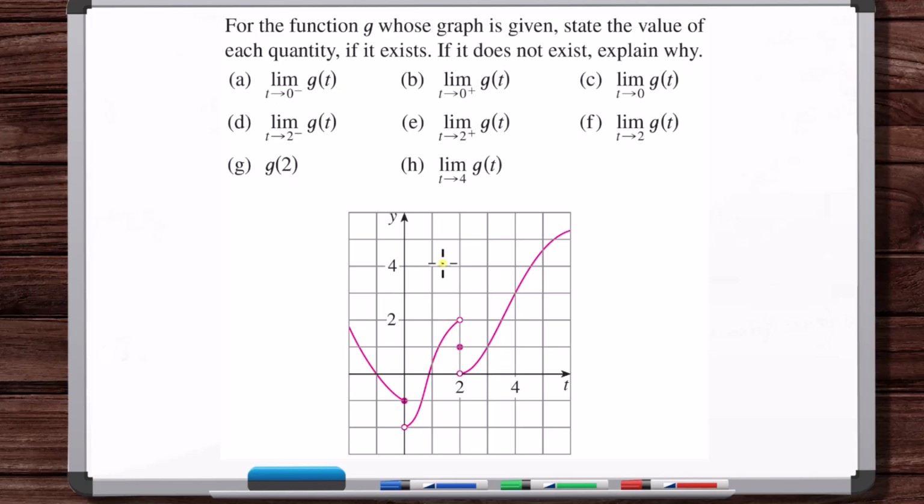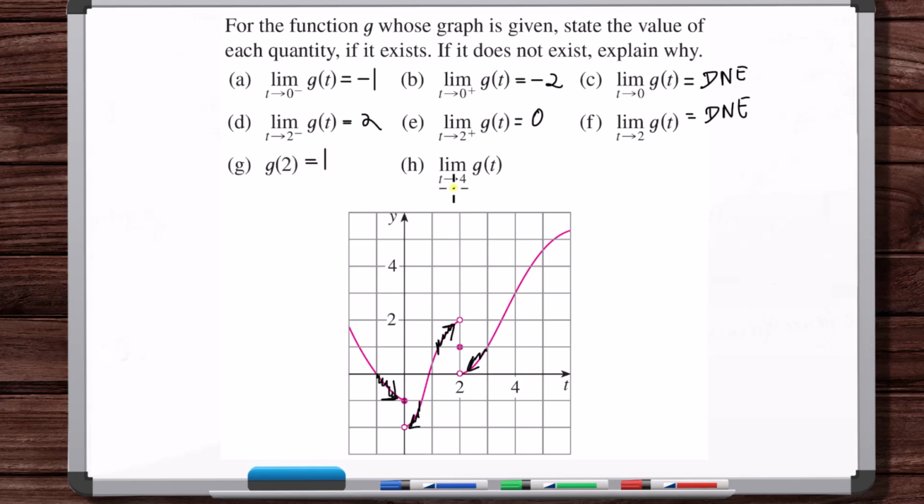Okay, the limit as t approaches 0 from the left, so we're approaching -1. As t approaches 0 from the right, we're approaching -2. As t approaches 0 in general, this doesn't exist. Okay, as t approaches 2 from the left, we're approaching 2. As t approaches 2 from the right, we're approaching 0. As t approaches 2 in general, this doesn't exist. Now, g of 2 we can see is equal to 1.